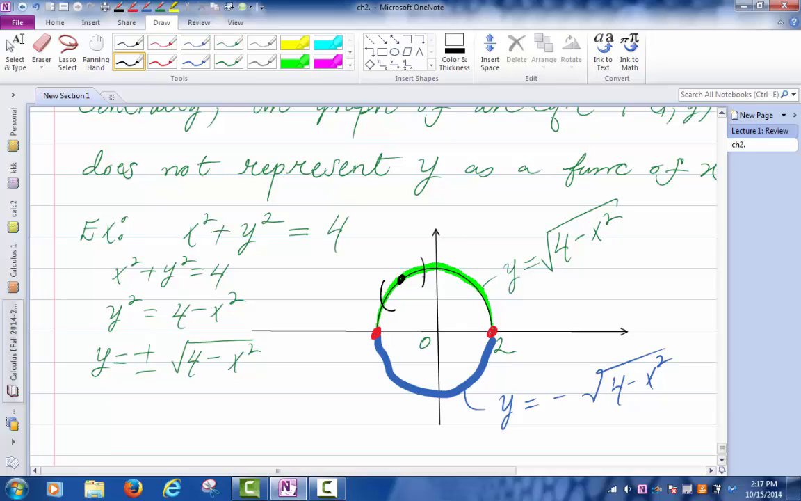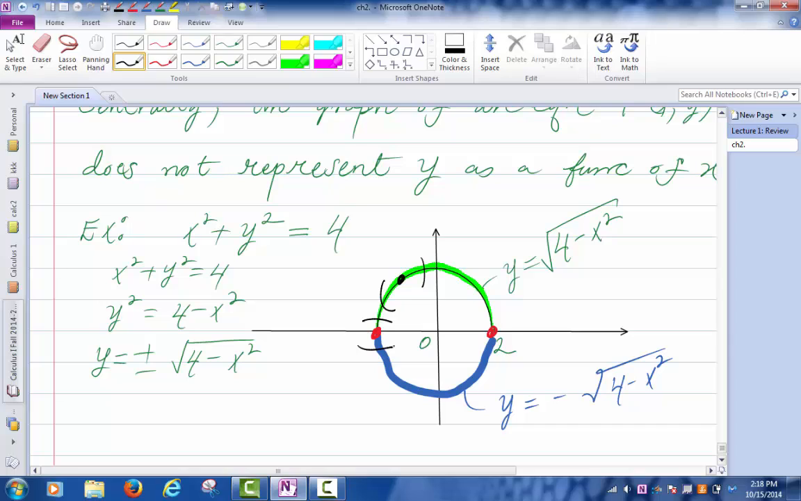But if you look at the red points, no matter what part of the circle you pick containing the red point as an interior point, it cannot represent y as a function of x. You realize that? No matter how small a part I pick around a red point, it cannot represent y as a function of x because it's not going to satisfy the vertical line test. You realize that? So what's going on at the red points? What is different about the red points than the other points?